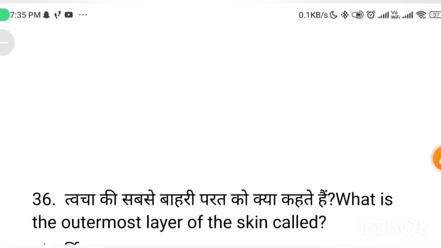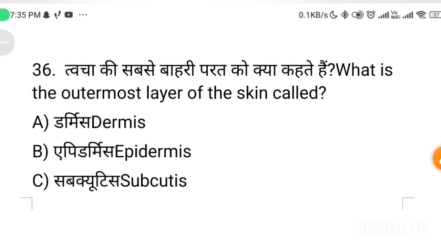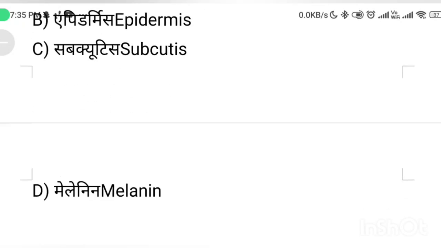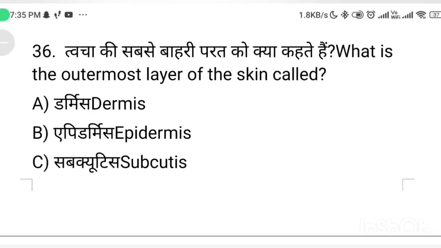Next question. What is the outermost layer of the skin called? Option A, dermis. Option B, epidermis. Option C, subcutis. Option D, melanin. Correct answer is option B, epidermis.